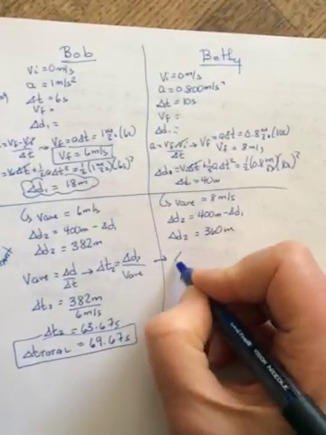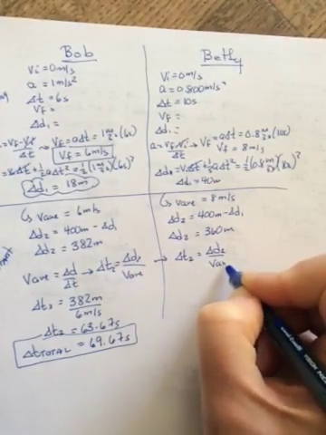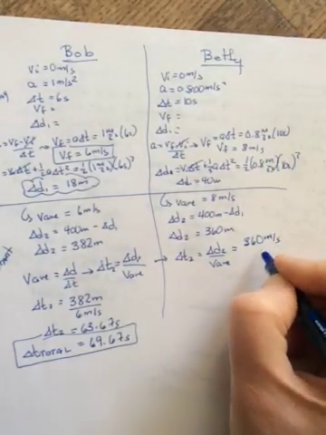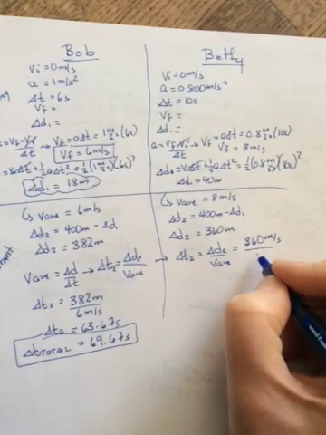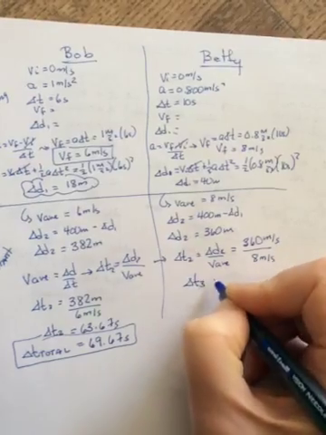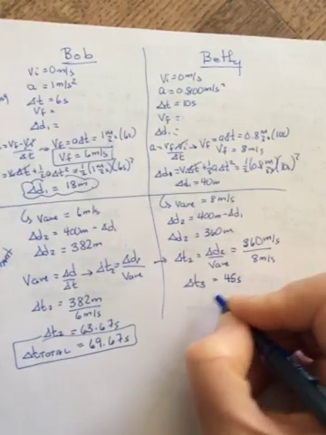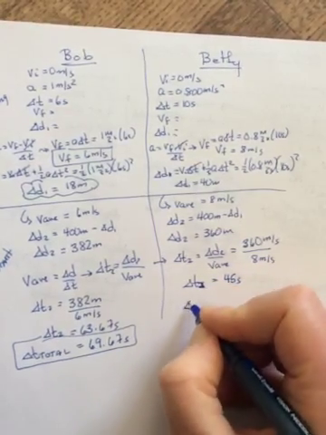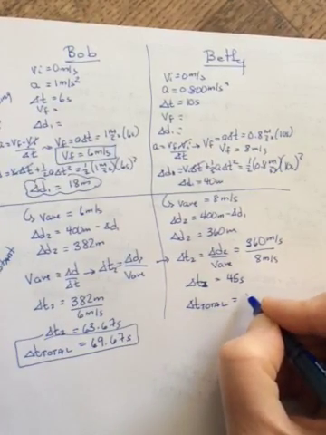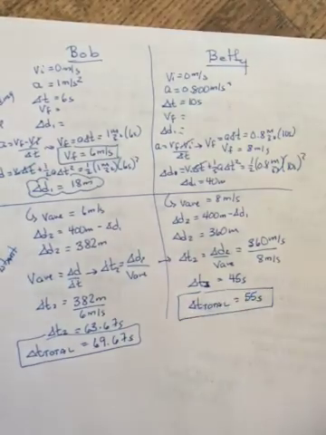For Betty, same equation, delta T2 is equal to delta D2 over VAV. Hers is 360 meters, and her VAV was 8 meters per second. So Betty's T2 is 45 seconds. And so Betty's total will be the 10 seconds she was speeding up plus the 45 seconds. So her total is 55 seconds.